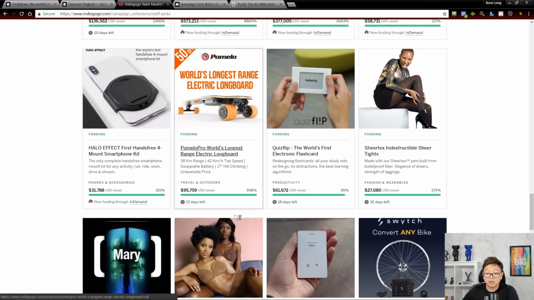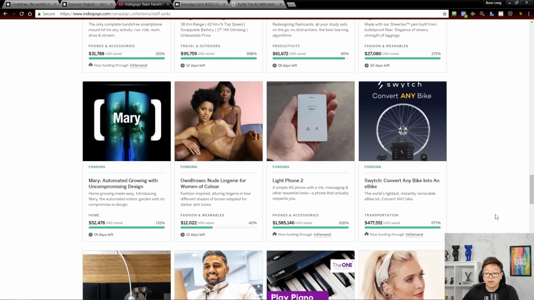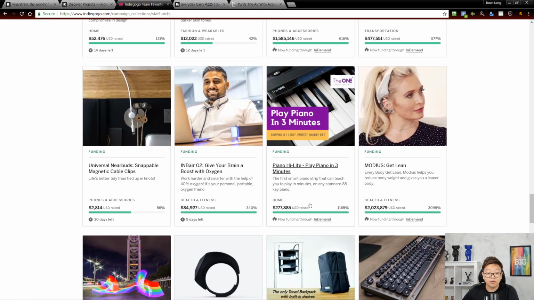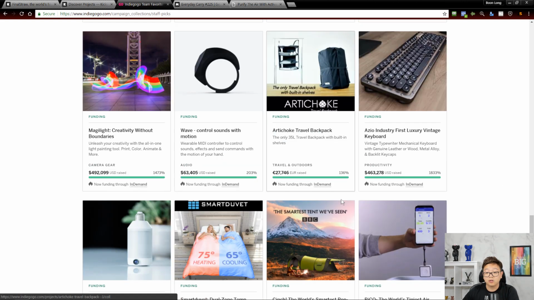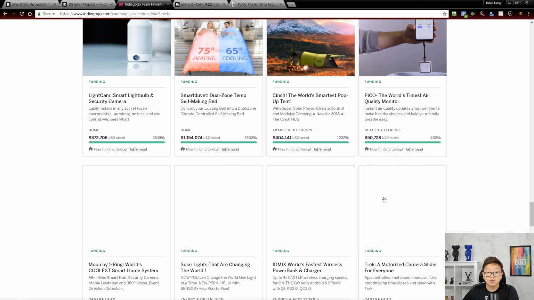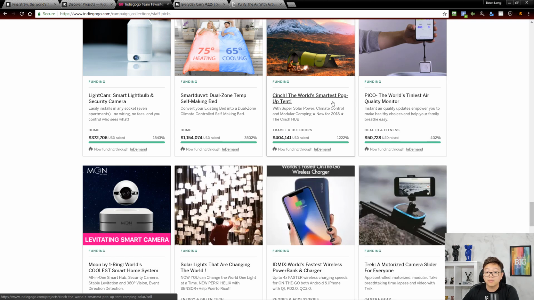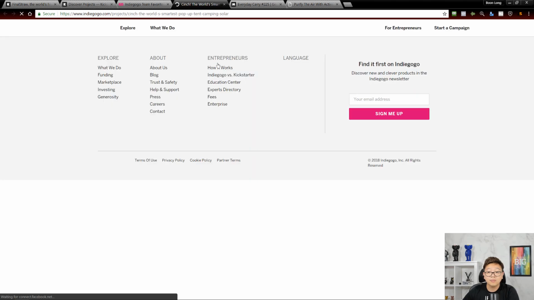So there's a lot of potential, and there's a lot of projects not doing super well, so there's a lot of opportunity for you guys. For example, this one, snappable magnetic cable clips. Check it out and see if there's something you could improve on, or overtake them in marketing. There's a lot of potential and a lot of very creative products. If you're in the outdoors niche, this would definitely be something really interesting. All right, let's check it out.